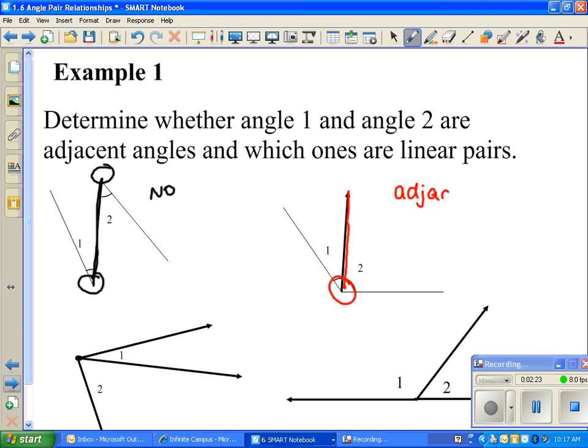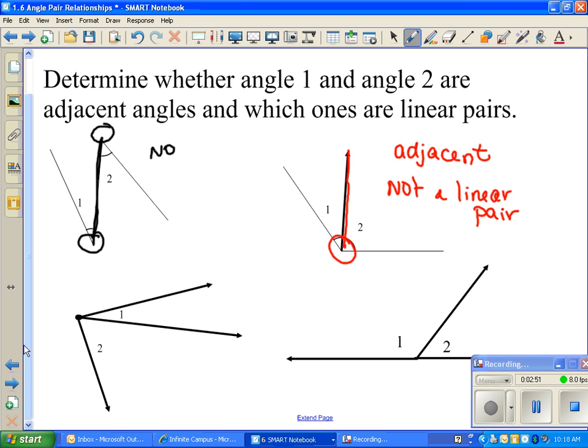Okay, so are they a linear pair? Linear pairs, what are linear pairs? They add up together to make 180. Now 180 is a what? A straight line. Do they make a straight line? So it's not a linear pair. Good.